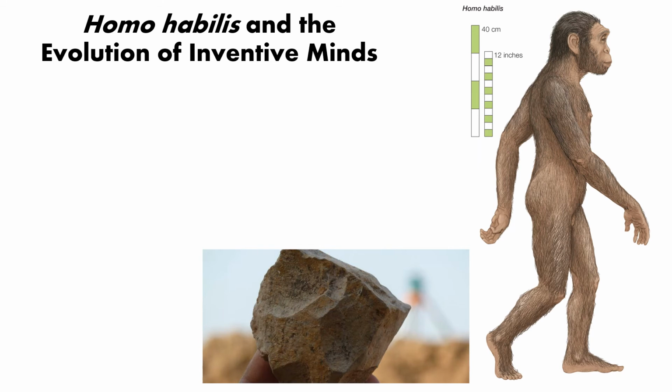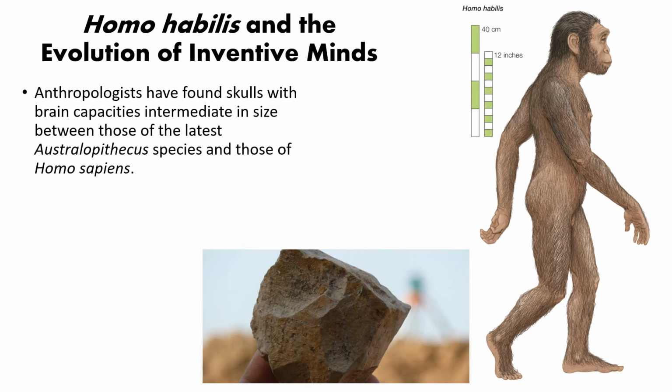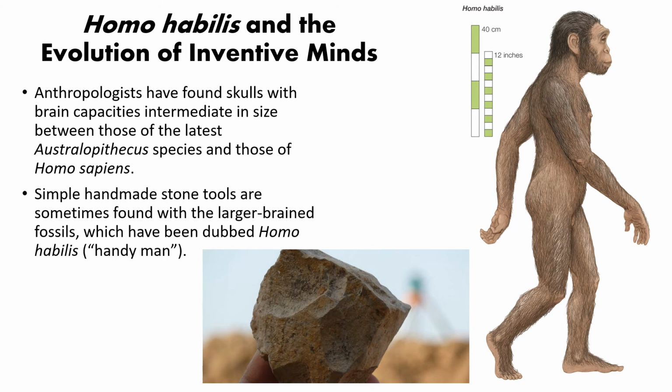Now, the brains of Homo habilis are not going to be the size of what we see in humans today, but they are intermediate between Australopithecus size brain and Homo sapiens. Now, along with this increased skull size and brain capability, we also start to see the first evidence of handmade stone tools. And so it's thought that these large-brained fossils would have the capacity to create tools. And they are called Homo habilis because this stands for the handyman. So Homo habilis is thought to be the first group to start to use handmade tools.